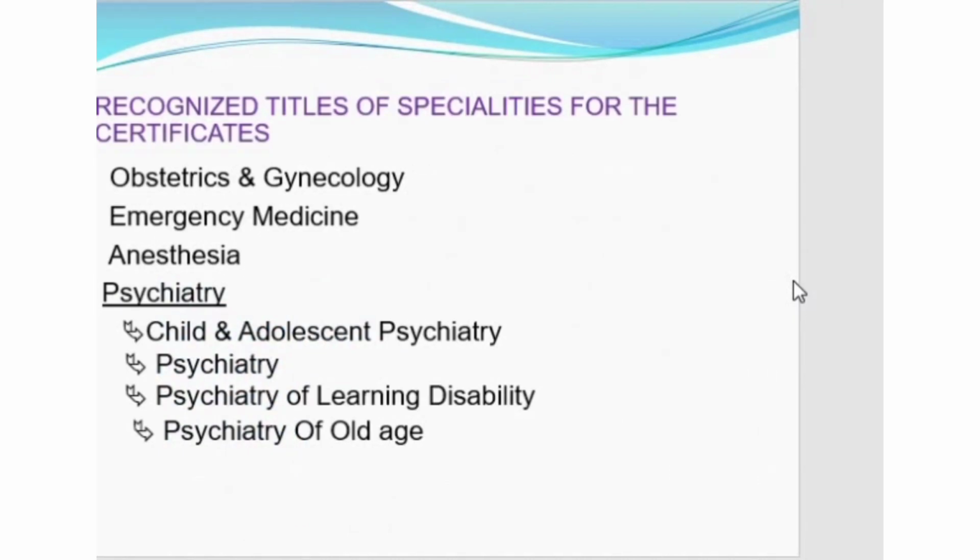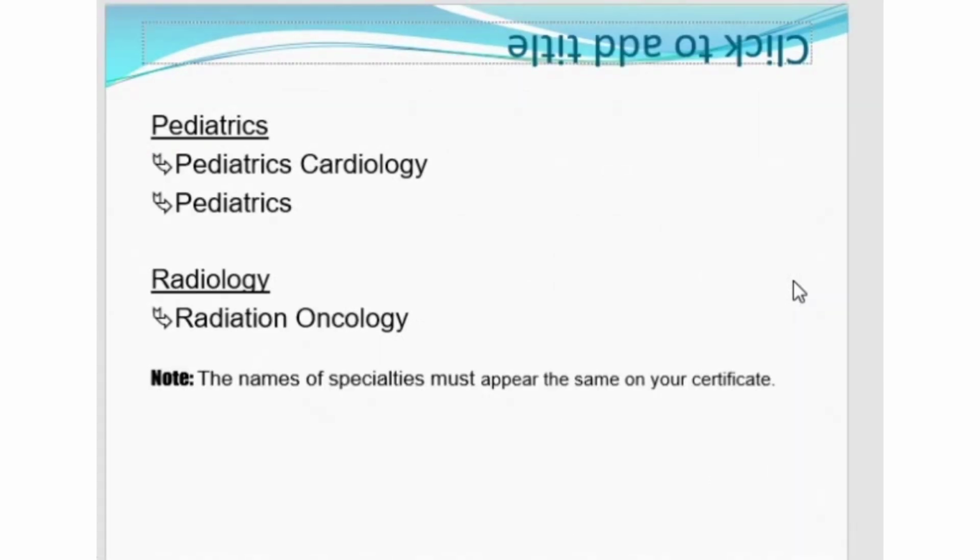So the recognized titles of specialties for the certificates are obstetrics and gynecology, emergency medicine, anesthesia, and psychiatry, which contains child and adolescent psychiatry, psychiatry of learning disability, psychiatry of old age, and next is pediatrics, pediatric cardiology, and next is radiology, radiation oncology. So the names of specialties must appear the same on your certificate. So these are the specialties in which you must do your internship.